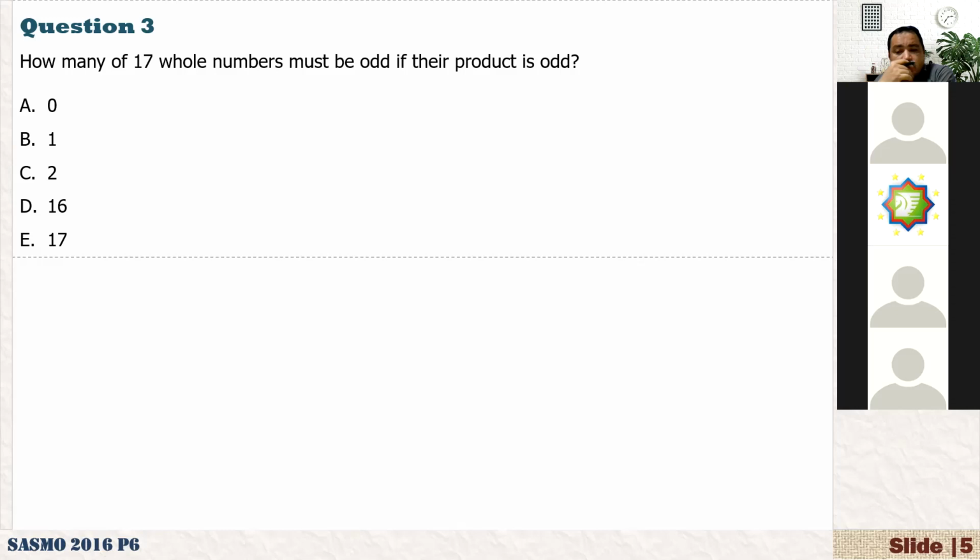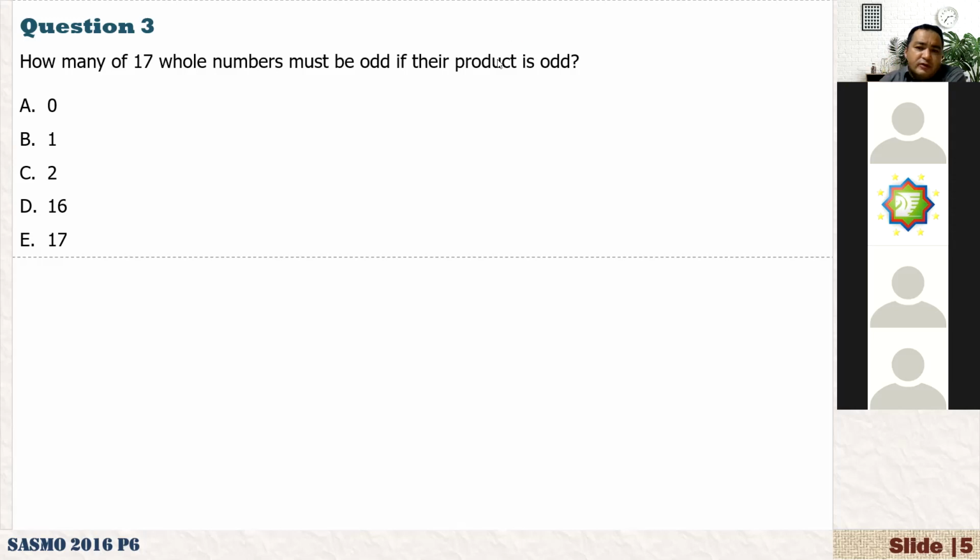Okay, Aydın, let's continue. Nargis, suppose we are given 17 whole numbers. How many of them must be odd if the product is odd? My answer is E. 17.